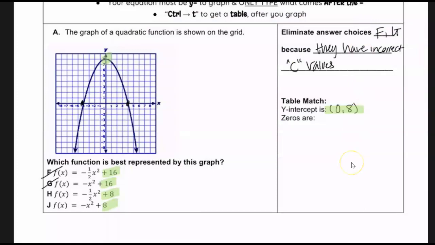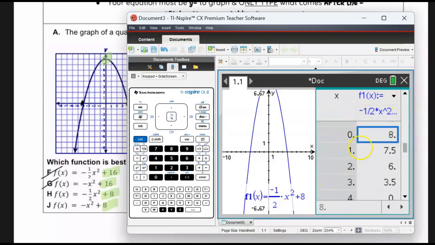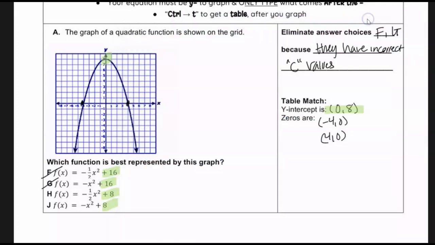But don't just check 1. You want multiple values that are similar. So now we have to identify what the zeros are. Remember, zeros just mean x-intercepts. So I see I have 2 x-intercepts here at -4 and +4. So I should have -4, 0 and +4, 0 in my graph. So let's see if I have that. So I'm going to scroll up so I can get to -4. -4, 0, okay. Scroll down, +4, 0. So since my table of values matched all these values here, then I know that H is correct.